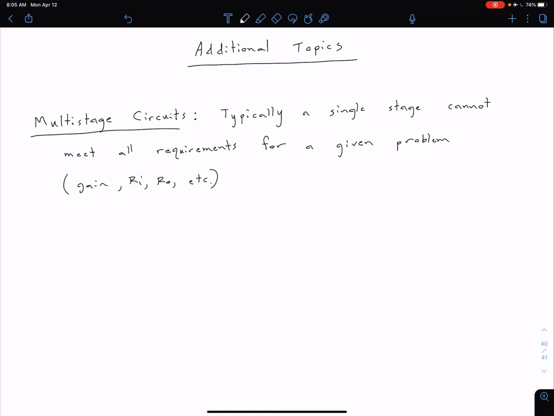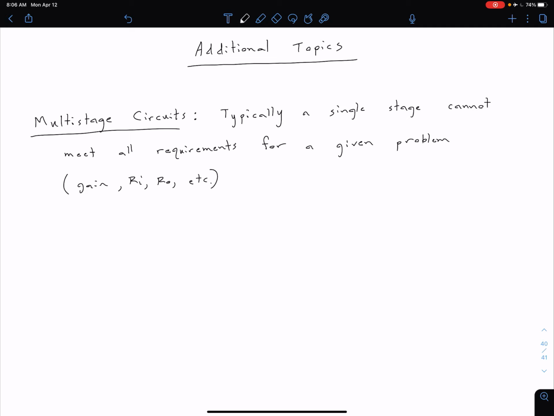In this video, we're just going to briefly discuss some additional topics that we don't have enough time to cover fully in the class. So the first is multi-stage circuits. Just like with our BJT circuits, typically we're not going to be able to meet all of the requirements of a given problem with just a single MOSFET stage. This is most clearly seen, I think, with amplifier circuits, and we'll talk about those in the next unit. But the same basic idea holds for other things such as digital logic and the other applications as well.